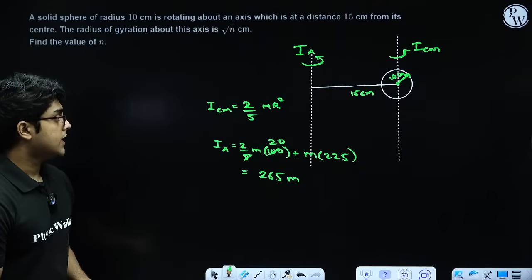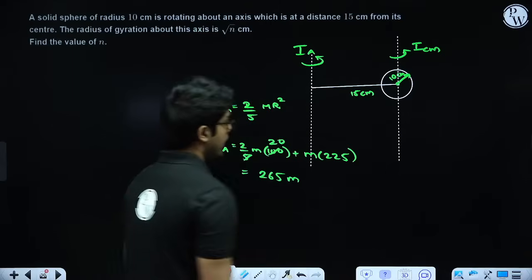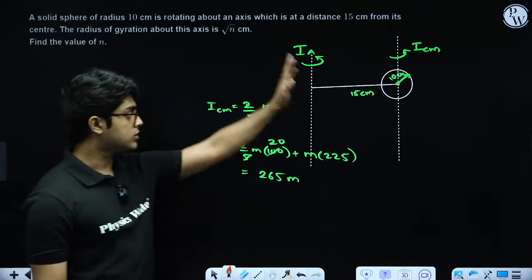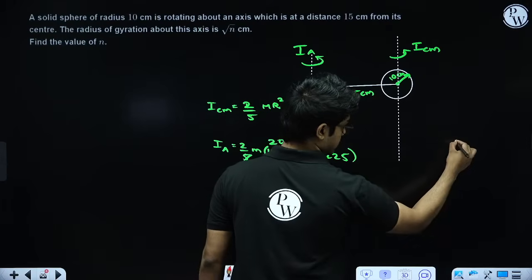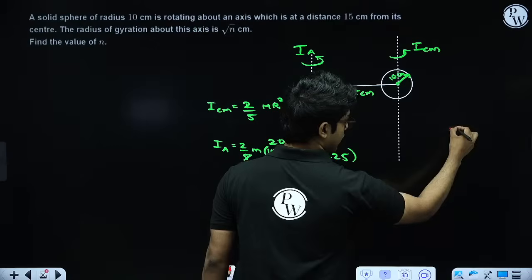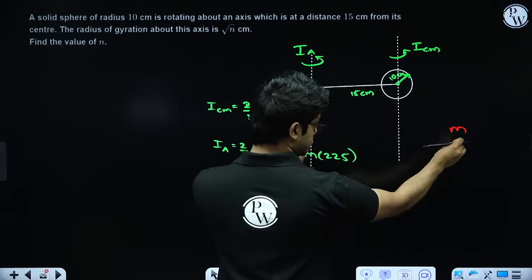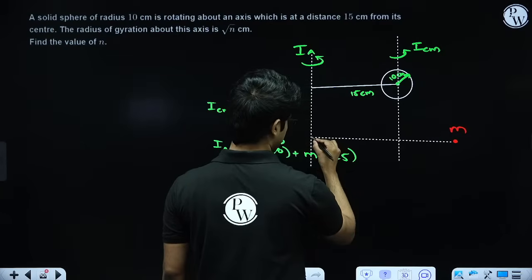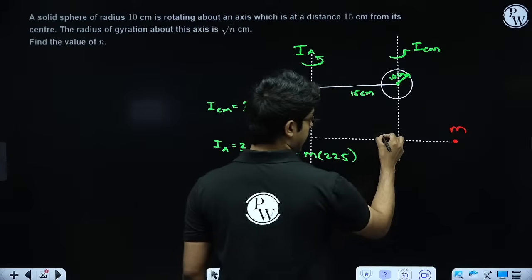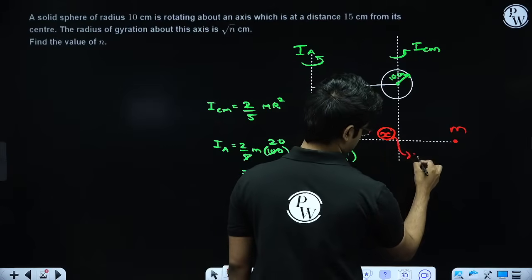Now the idea of radius of gyration is that if I want to replace this whole sphere system with a point mass which has the same mass as this sphere, and this point mass is at some distance from the axis, let's say x, then this is called the radius of gyration.